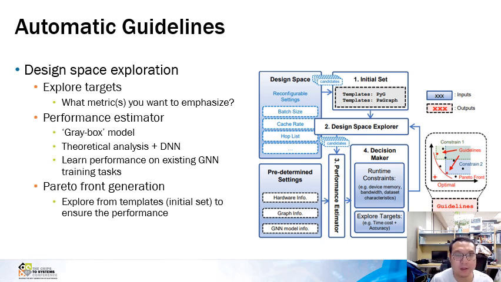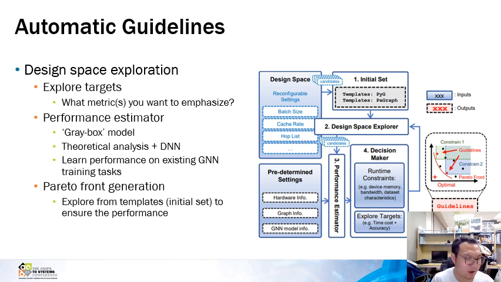For automatic guideline generation, first is the initial set. We begin by identifying the initial setting and templates that will serve as a starting point for our exploration. By doing this, we will greatly reduce the exploration time and ensure the performance. All the configurable settings constitute the design space. Each point in the space can be called a candidate.